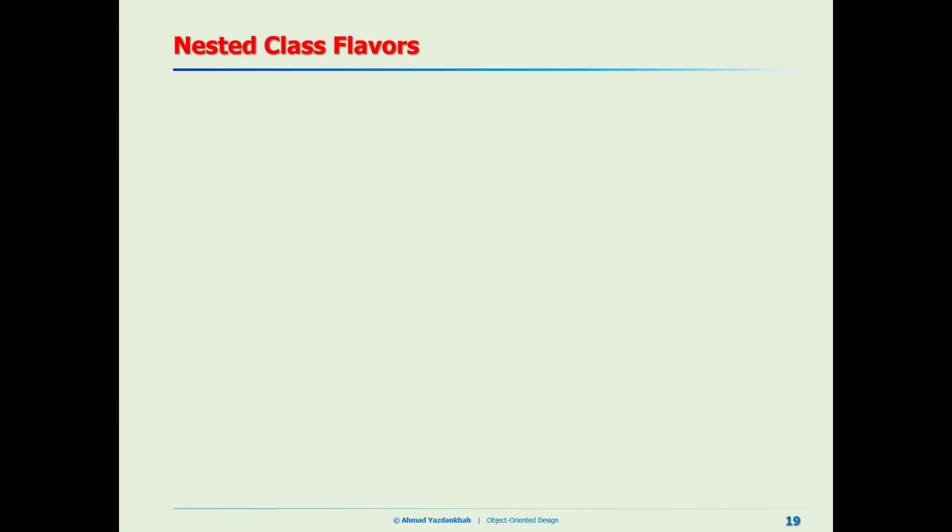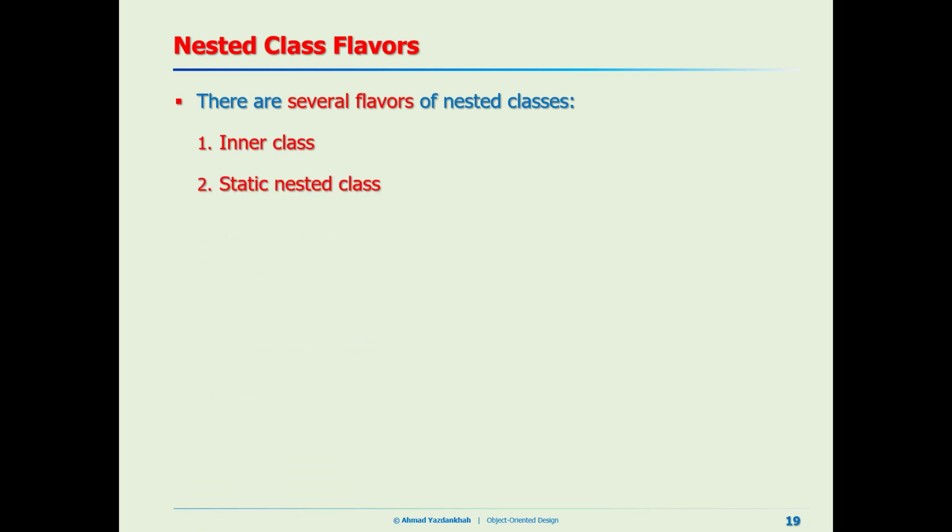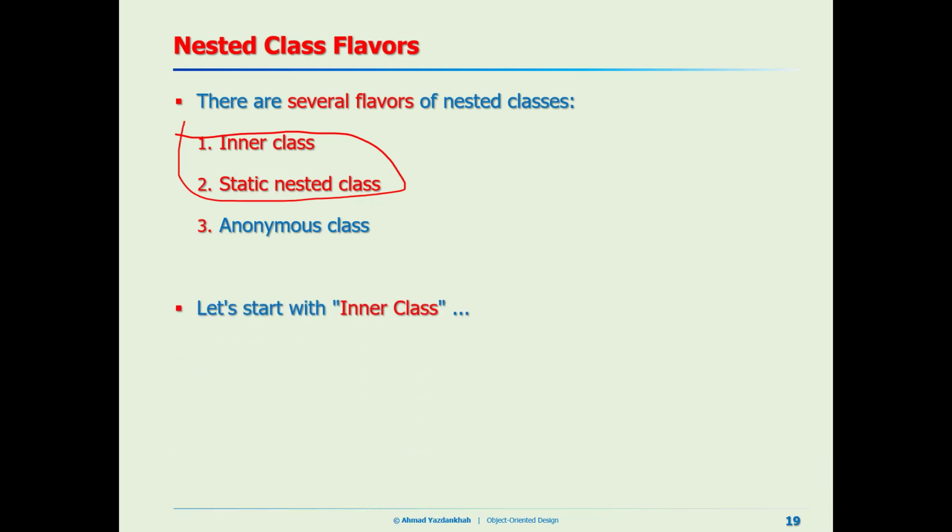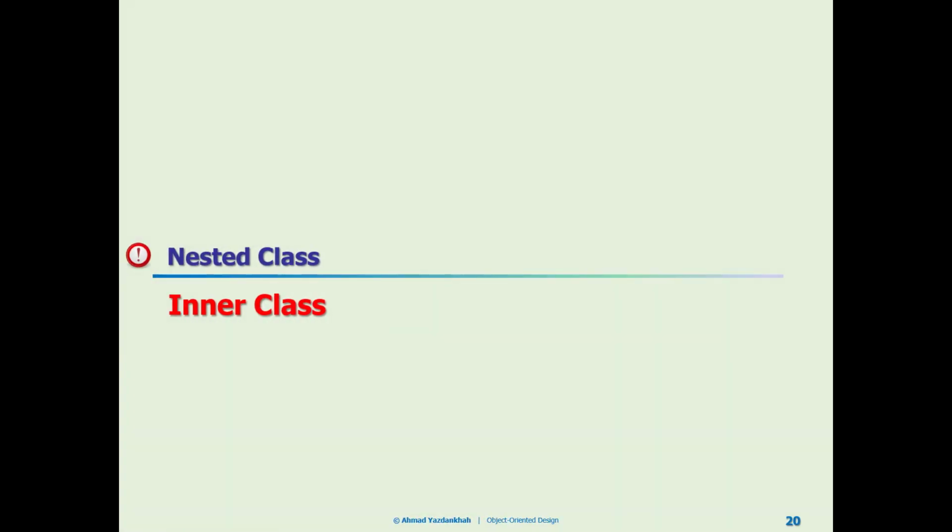For the nested class we have several flavors: one, inner class; two, static nested class; and three, anonymous class. I'm supposed to cover these two in this lecture, and we'll leave the anonymous class for another lecture. So let's start with the inner class. What is an inner class?